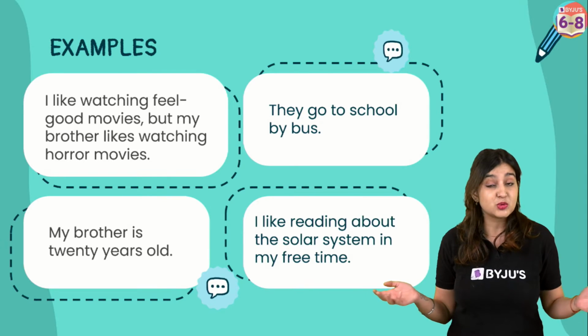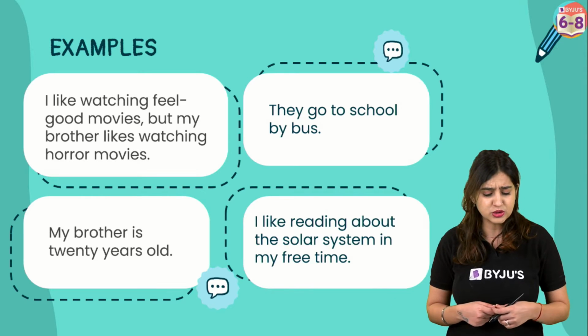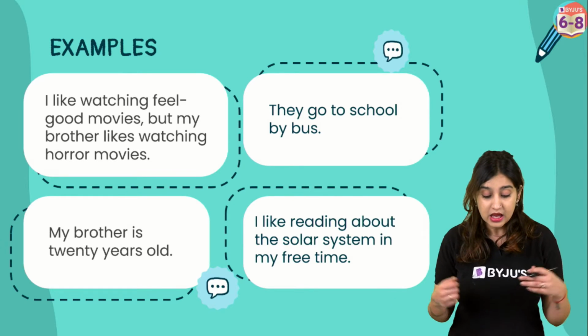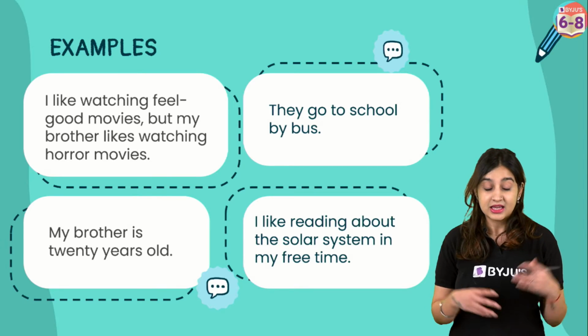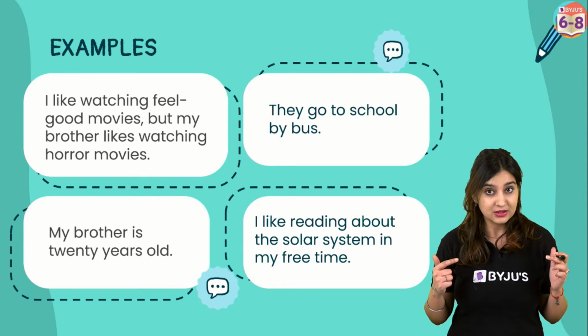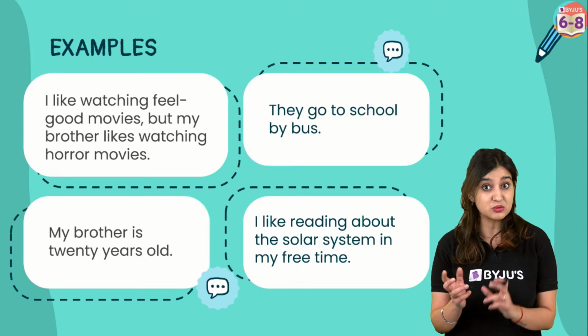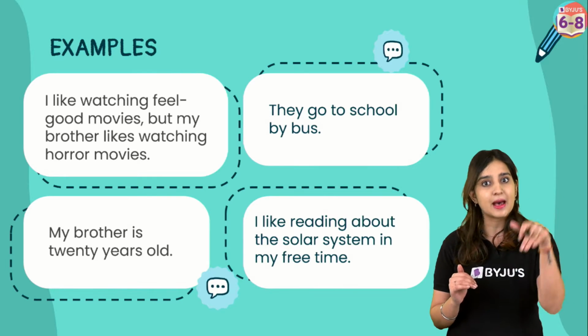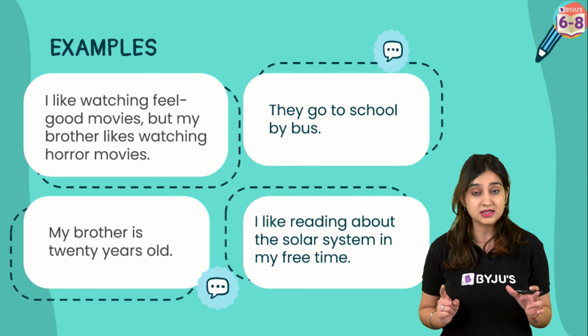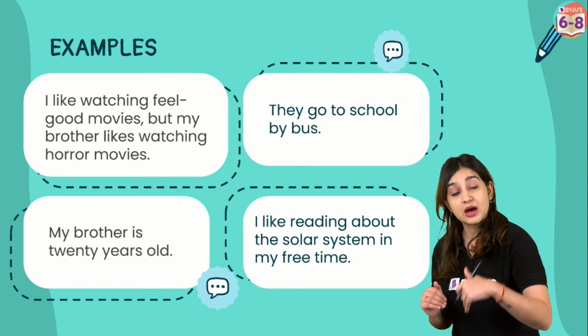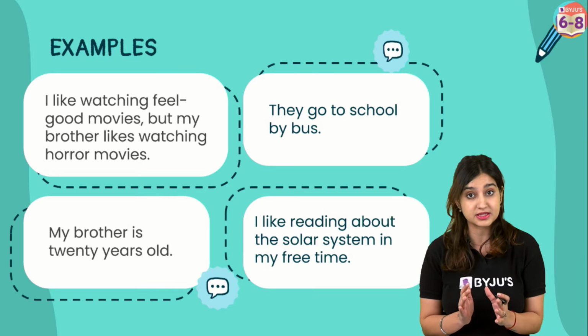My brother is 20 years old. They go to school by bus. I like reading about the solar system in my free time. Now, when you were listening to the way I was saying these sentences, you must have noticed there's certain things happening to my voice. The one thing that is common in all of these sentences is that my voice goes down. It falls at the end of these sentences, okay?